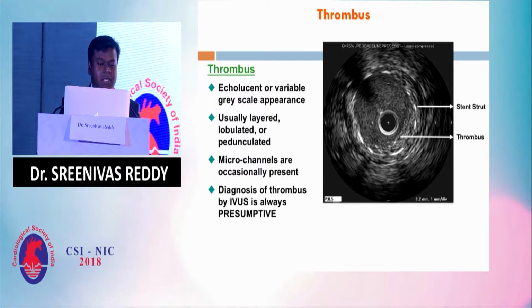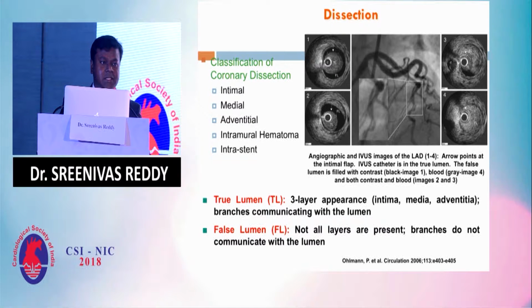And thrombus is echolucent or variable in grayscale appearance. It's usually layered, lobulated, or pedunculated. You can see microchannels. The diagnosis of thrombus on IVUS alone is usually a presumptive diagnosis. And the next thing is the dissection.